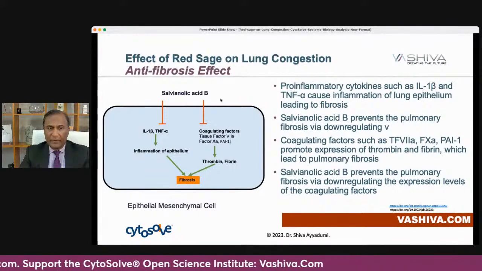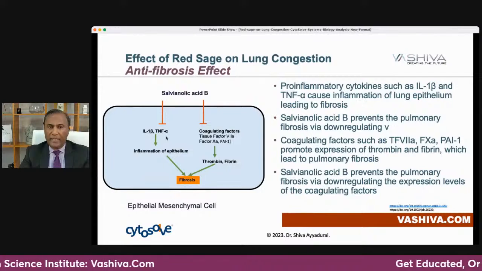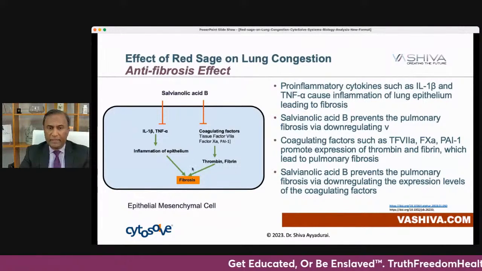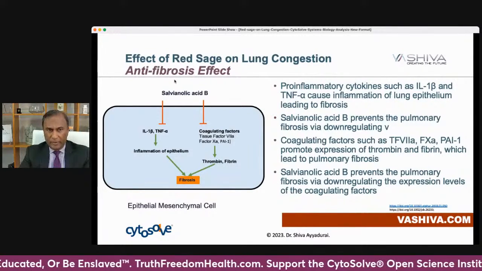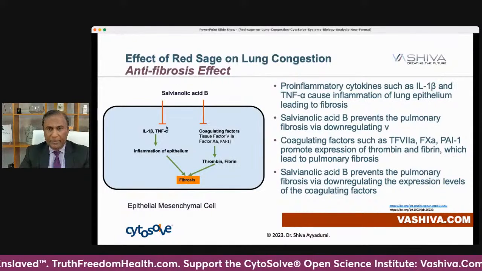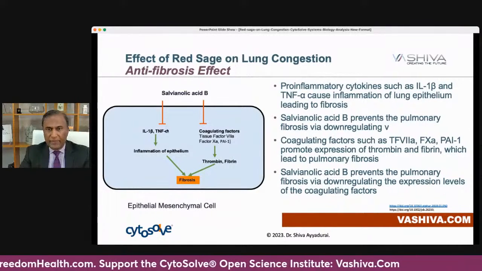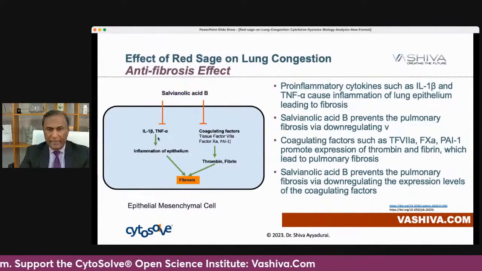So if you look over here, there are pro-inflammatory cytokines, your IL-1 beta and TNF alpha, which cause inflammation of the epithelium, leading to fibrosis. Okay. Now, salvianolic acid B, which is another component of red sage, one of those molecules, it prevents the pulmonary fibrosis by downregulating these two things.